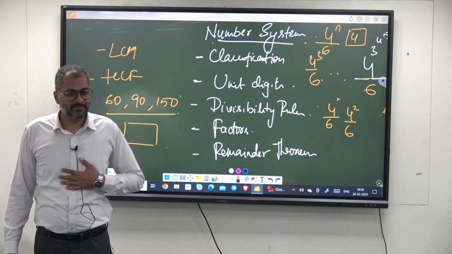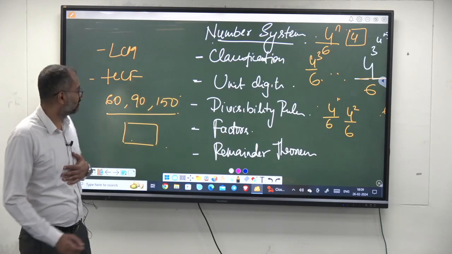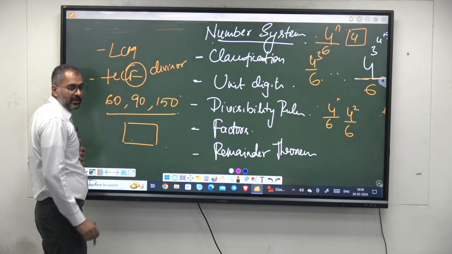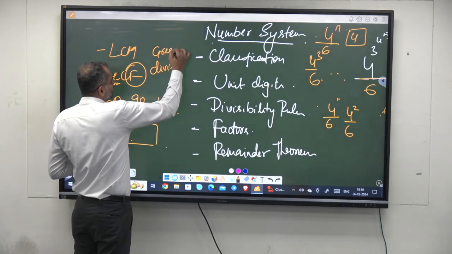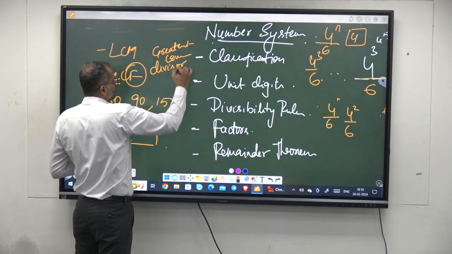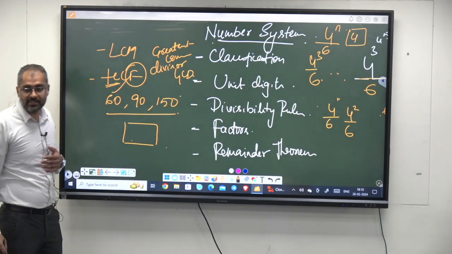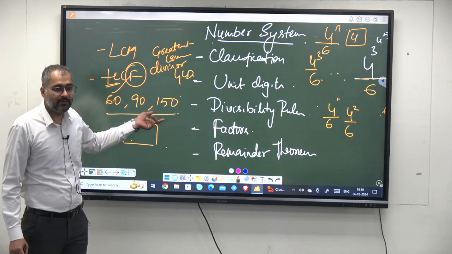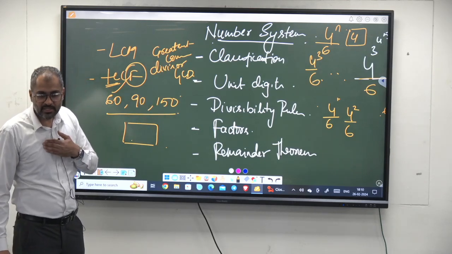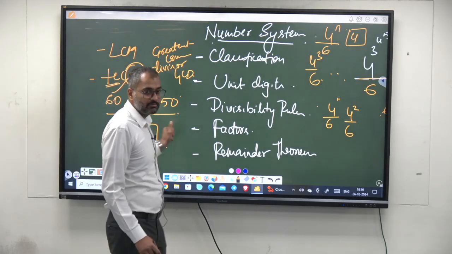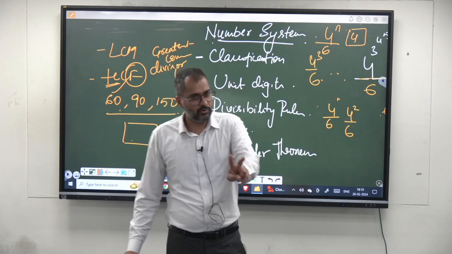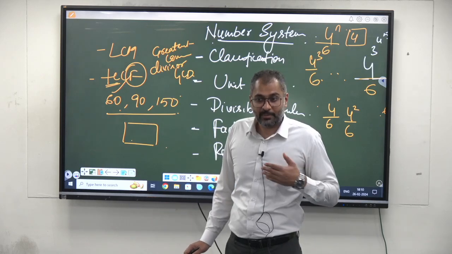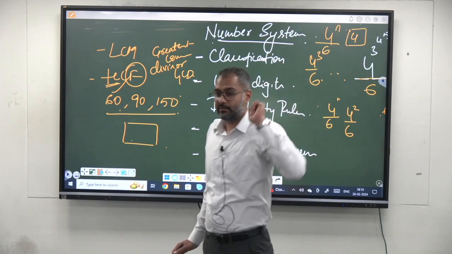LCM, HCF. The largest divisor. The largest is nothing but greatest, highest, anything you call. Greatest common divisor, GCD, or what I am calling HCF. He can name it in a different way, or form a question out of it in a different way. The definition itself is the answer. I am asking you to find the largest number which can divide all these numbers. Many such numbers are there, right? 1 can divide, 2 can divide, 5, 3, 10 can also divide. I am asking for the largest number which can divide all these 3.